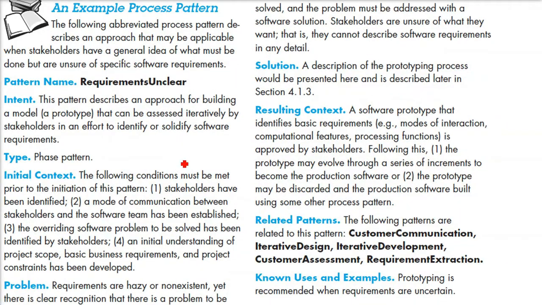So before I discuss each part of this pattern, let me show you an example. How will a pattern be made? So this is a simple pattern. I'm going to discuss it in detail. But here, let me tell you, we have to write a pattern name, intent, type, initial context, what is the problem, what solution you're going to get, the resulting context, then the related patterns. What are the related patterns with the pattern you have chosen or you have written? And then known uses and examples. All these in the blue text I'm going to discuss one by one.